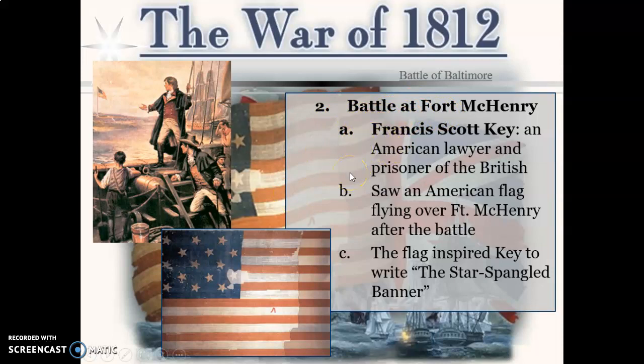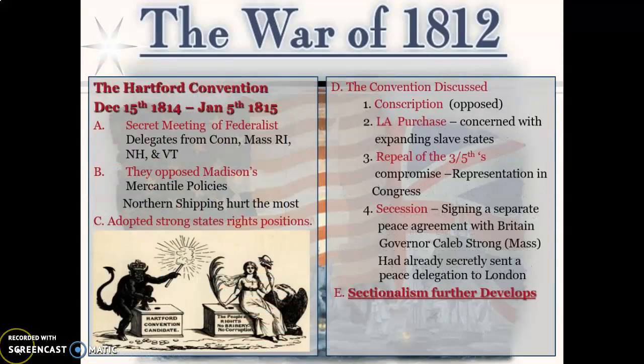Francis Scott Key, as you see, is an American lawyer on a British ship. He saw the American flag flying over Fort McHenry after the battle the next morning, and it was a specially made flag, a big oversized flag that the gentleman who defended Baltimore wanted to have specially made, so they hung it the next morning. Francis Scott Key saw it. The flag inspired Key to write the Star-Spangled Banner. He wrote the medley. The music to the Star-Spangled Banner is the same music to about 14 songs of the day. We'll pick up with the Hartford Convention on the next Screencast, Part 2.